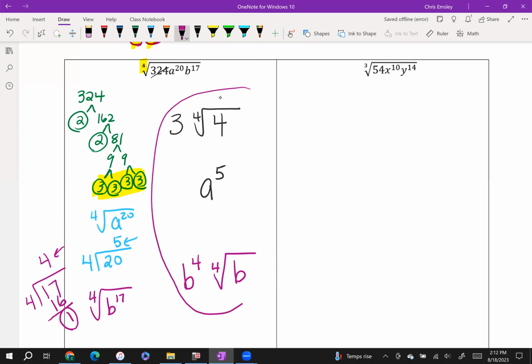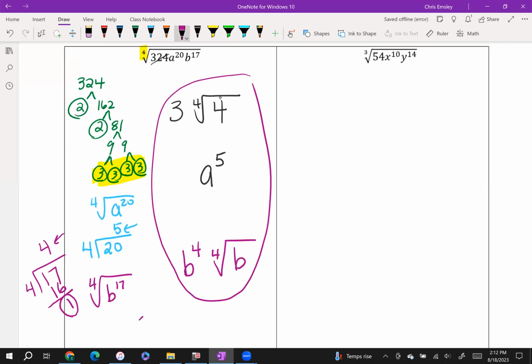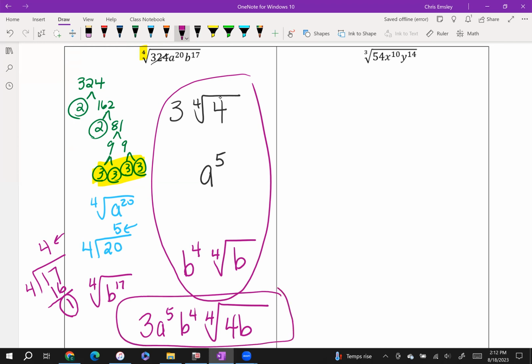I do need to put all of these back together to make my final answer. So outside of the radical, we have 3, a to the 5th, b to the 4th. And inside the radical, we have 4b. There is our simplified radical.